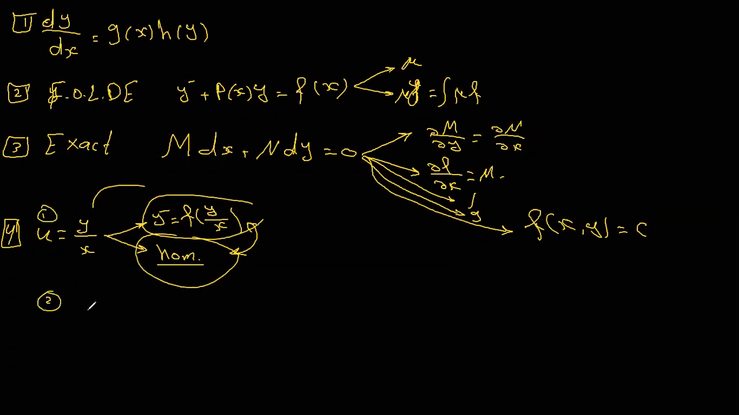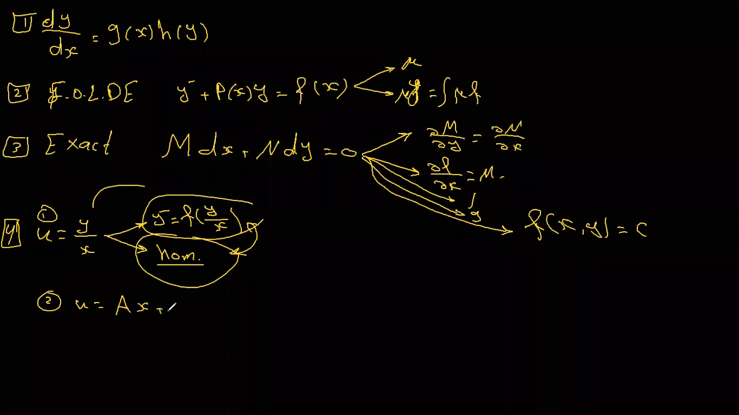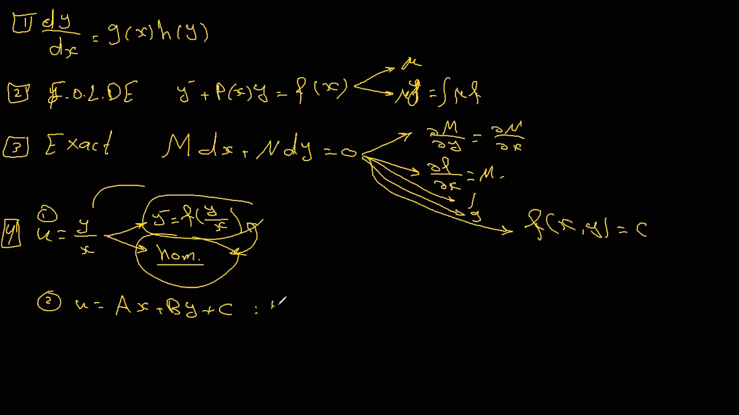The second substitution is to let u equal a linear expression, so it is ax plus by plus c. I usually use this substitution when the differential equation has the following form: f of ax plus by plus c. The last substitution can solve the Bernoulli differential equation, and has the following form.